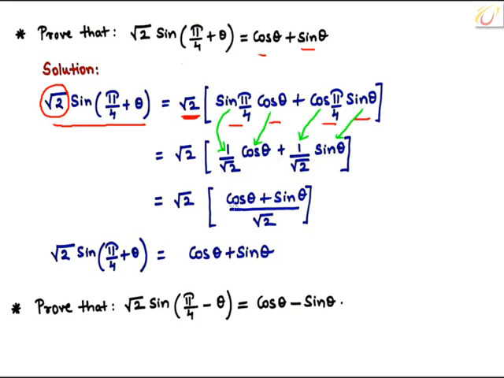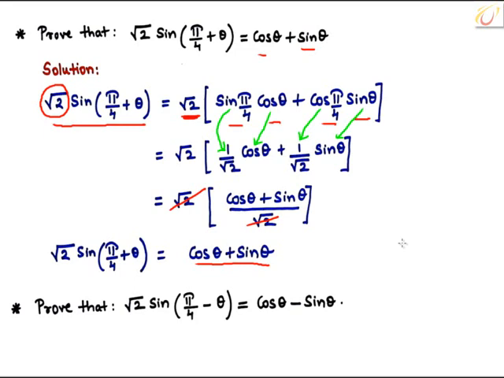So we can write it as cos theta plus sin theta upon root 2. As you can see, this root 2 and this root 2 get cancelled. So we are left with cos theta plus sin theta, which is what we wanted to prove in the first place. So we get our solution. Root 2 into sin pi by 4 plus theta will be equal to cos theta plus sin theta.